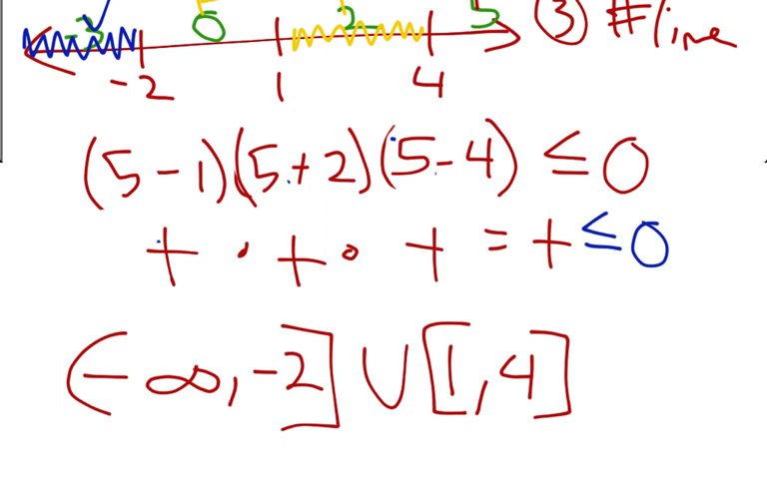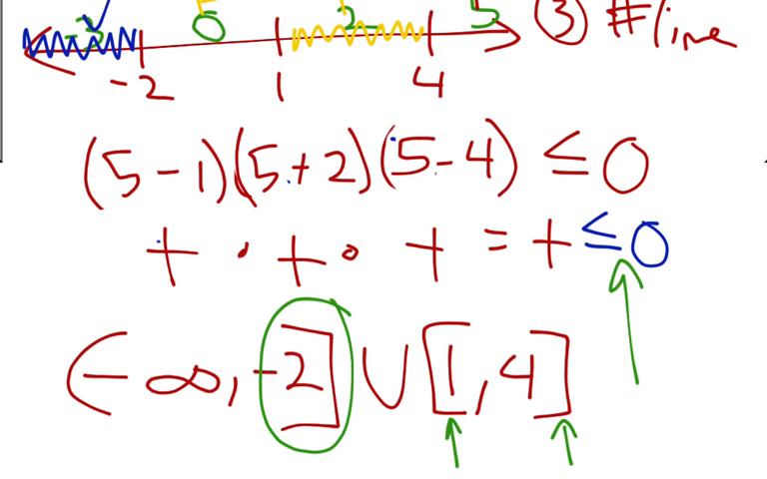Now again, the reason why you have brackets is because when you plug in negative 2, it actually will be equal to 0. So it actually works. When you plug in 1, it's equal to 0. Plug in 4, it's equal to 0. So we can touch those points. So use a bracket rather than a parenthesis. Okay? And this is your final solution for this problem.